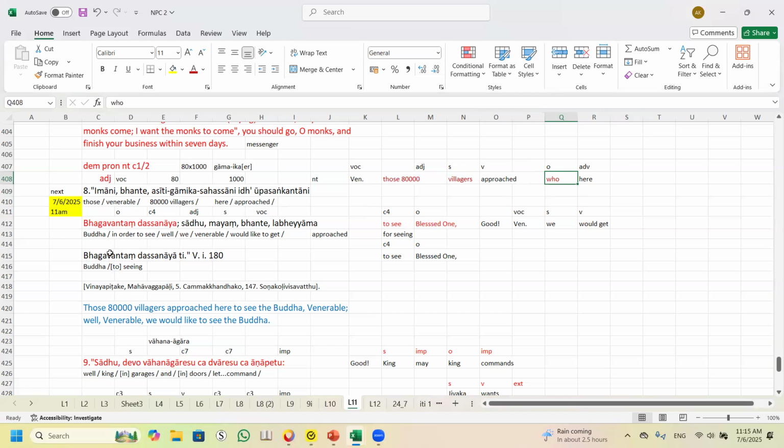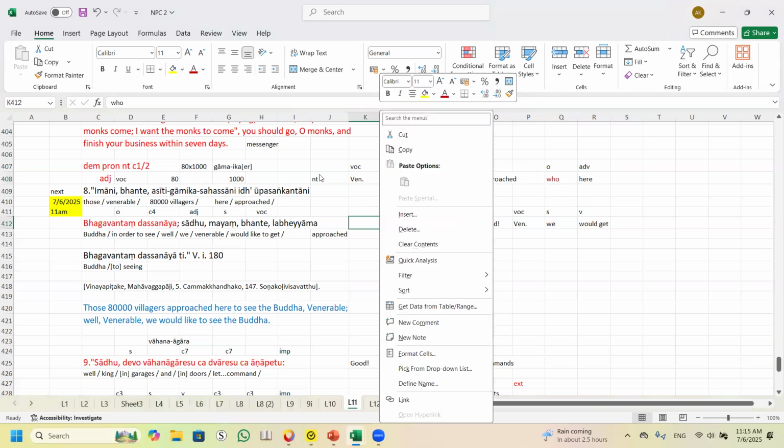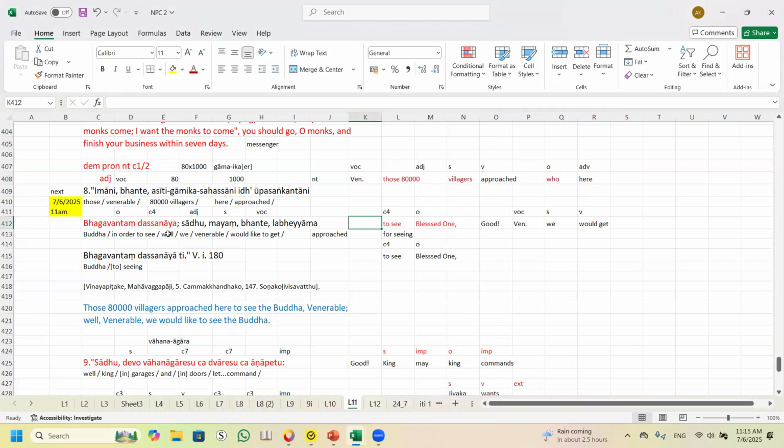Bhagavantam is the object. So in this case, the villagers approached the Bhagava. We put here the Buddha. This is up to here. But the second line here is approach to Buddha.